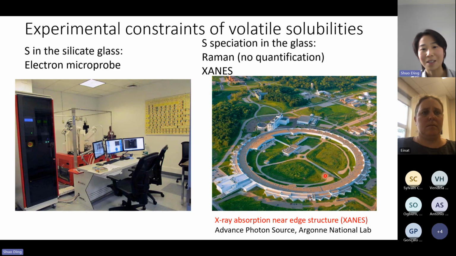Then there's this technique called X-ray absorption near edge structure, XANES, basically using a synchrotron to measure the sulfur speciation. So here's a picture of the synchrotron at the APS at Argonne National Lab. This technique enables us to quantify different sulfur speciation in the magma, and that really improved our understanding of sulfur degassing. I think this is a really big step, and it encouraged a lot more recent sulfur degassing modeling, including SulfurX.